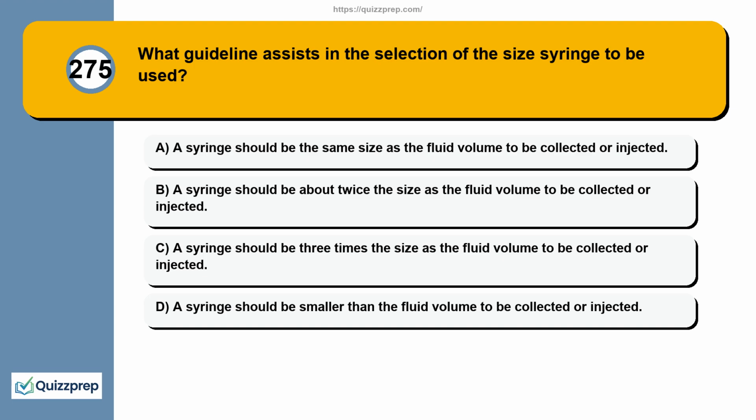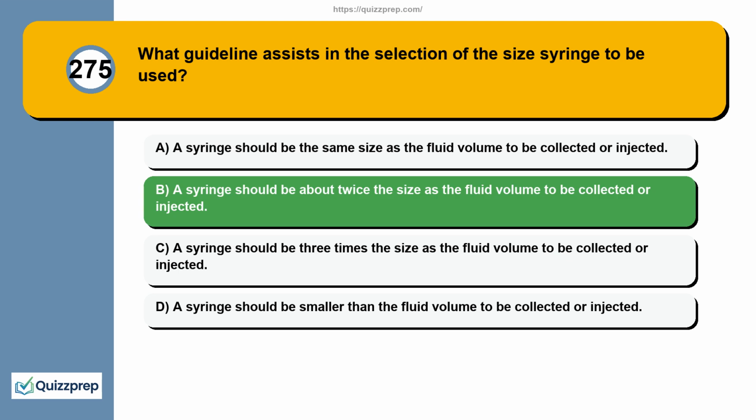Option A. A syringe should be the same size as the fluid volume to be collected or injected. Option B. A syringe should be about twice the size as the fluid volume to be collected or injected. Option C. A syringe should be 3 times the size as the fluid volume to be collected or injected. Option D. A syringe should be smaller than the fluid volume to be collected or injected. The correct answer is option B. A syringe should be about twice the size as the fluid volume to be collected or injected.